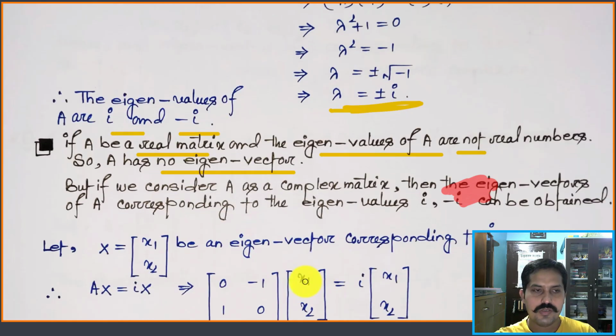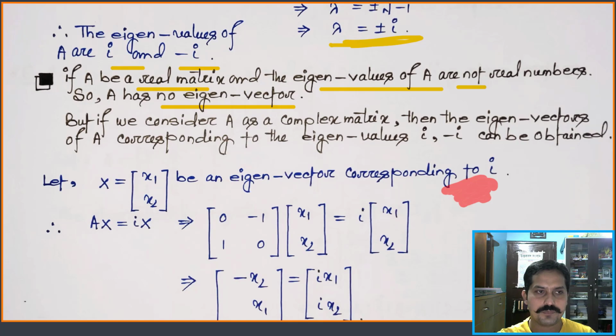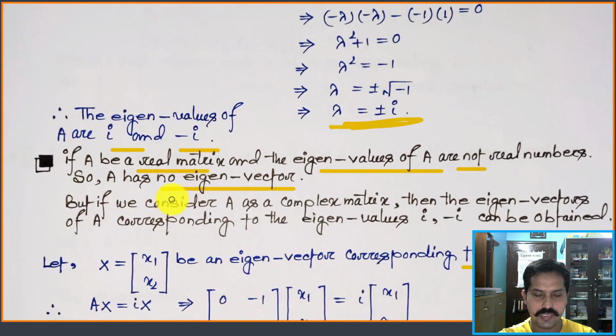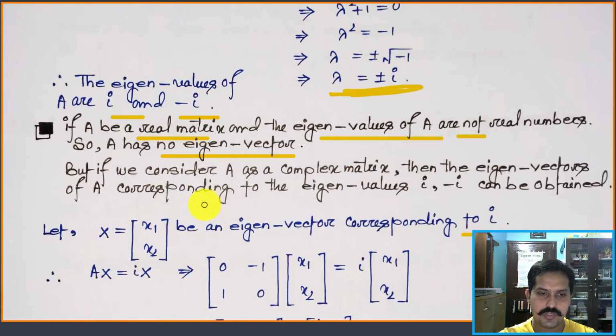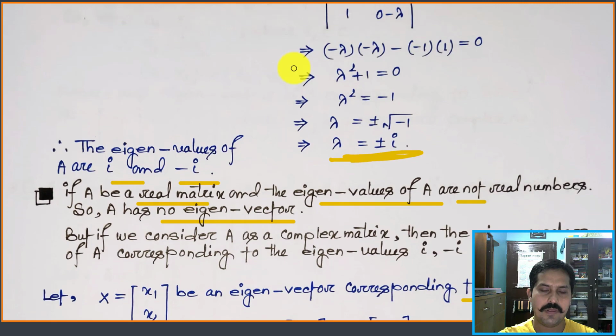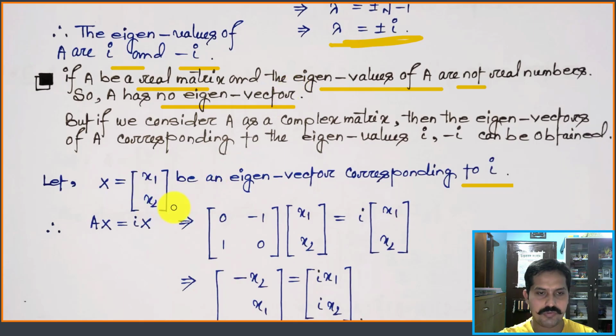Okay, so let capital X equal x1, x2, meaning 2 rows and 1 column, be an eigenvector corresponding to I. Actually we always take a 1 column matrix, but the number of rows will be equal to the order of the matrix. Here the given matrix is of second order, so the number of rows is 2. If the given matrix is of third order, then we have to consider 3 rows but 1 column, so the column is 1 only. So we have to find the values of x1 and x2.